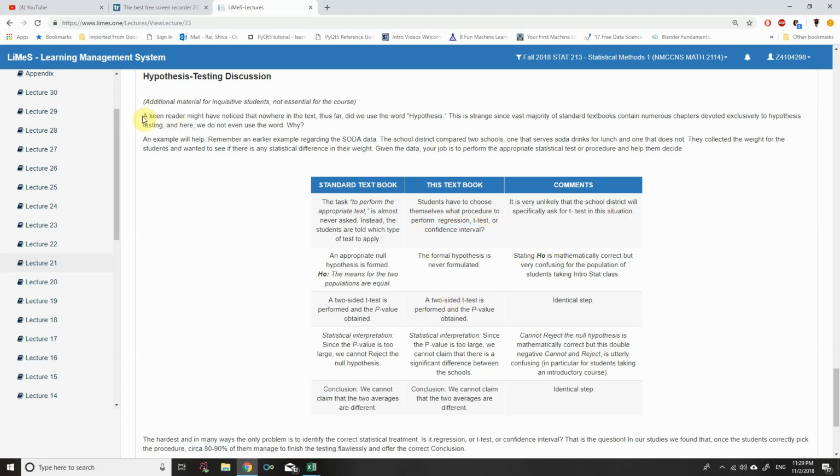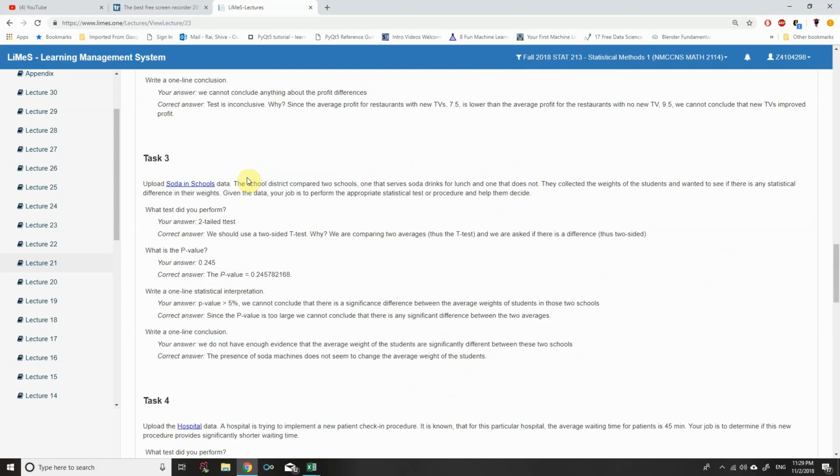A keen reader might have noticed that nowhere in the text thus far did we use the word hypothesis. This is strange since the vast majority of standard textbooks contain numerous chapters devoted exclusively to hypothesis testing, and here we do not even use the word. Why? An example will help. Remember an earlier example regarding the soda data, sodas in school. I think that's somewhere here.